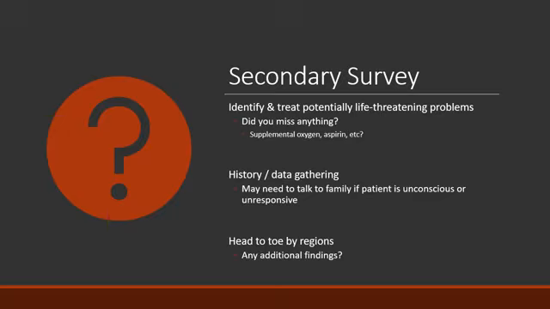Now, once we've provided that initial resuscitation, we're going to do a secondary survey. We're looking for some additional life-threatening problems. Did we miss anything? Are we giving them supplemental oxygen? Do they need it? Do we want to consider aspirin? Do we want to consider our MONA protocol, as necessary? We're getting additional data. Do we need to talk to the family? We want to do a full assessment from head to toe. Did we miss anything? All these are done during the secondary survey.